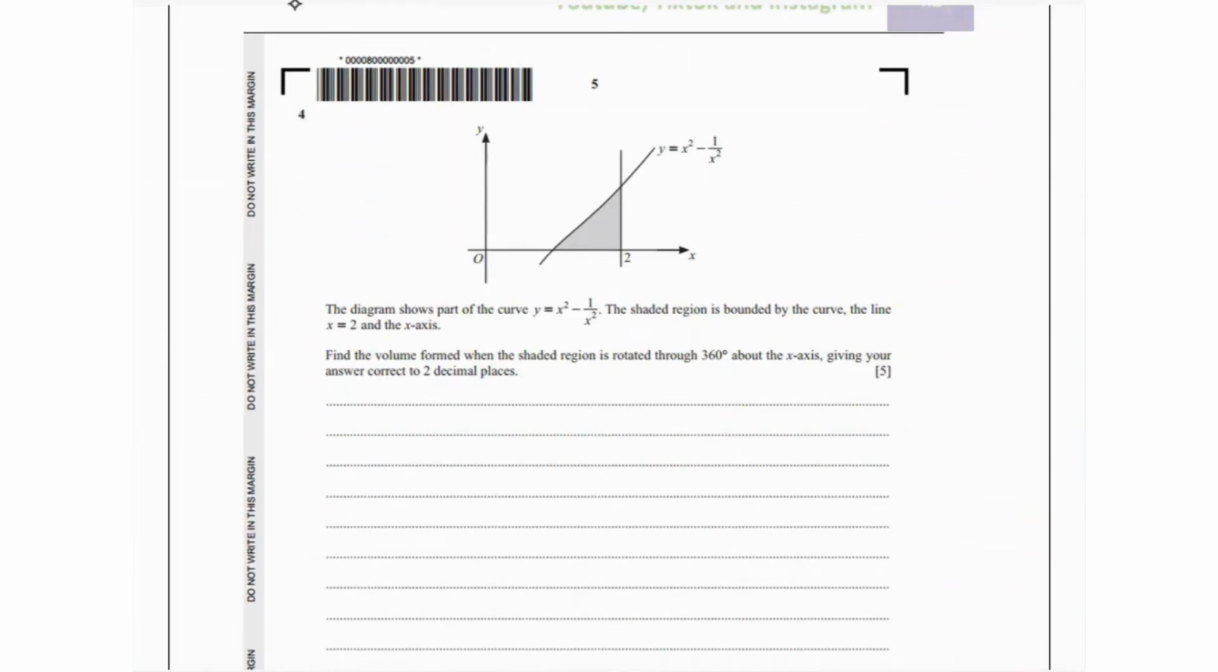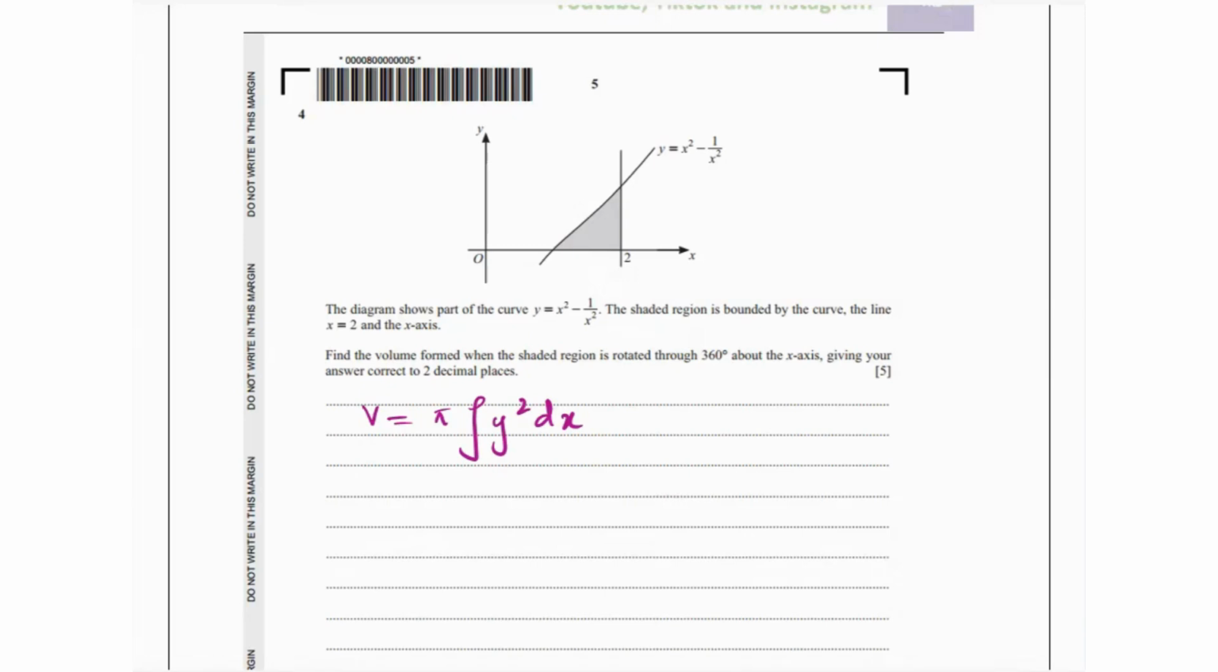When you're trying to find the volume of a shaded region rotated through 360 degrees about the x-axis, the formula we're going to use is V equals pi integral y squared dx. We're going to find the integral of y squared and times it by pi.